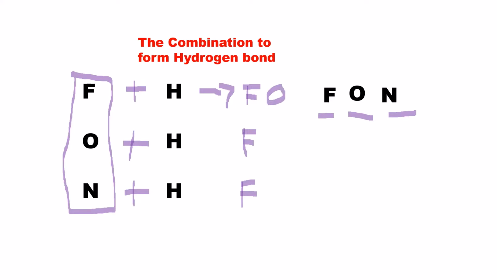We have oxygen, so fluorine, hydrogen, and oxygen creates hydrogen bond. Oxygen, hydrogen, and oxygen creates hydrogen bond. Nitrogen, hydrogen, and oxygen creates hydrogen bond. If we use nitrogen also, the same thing will happen. That means it can create hydrogen bond.